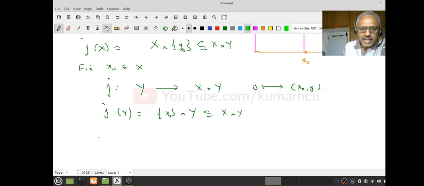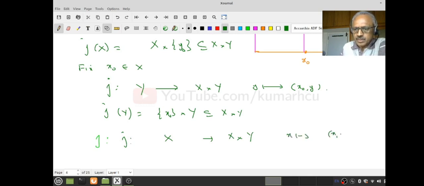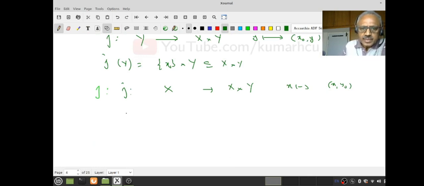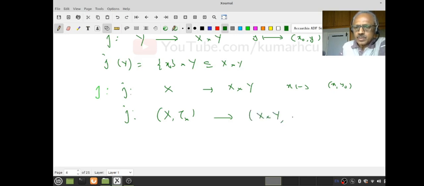Now I want to claim the inclusion maps. Let us say j, let me go back to my earlier color. Let us look at j from x to x cross y given by x going to x comma y naught. I claim j from x tau x to x cross y, the product topology tau, is continuous. Why is this continuous?